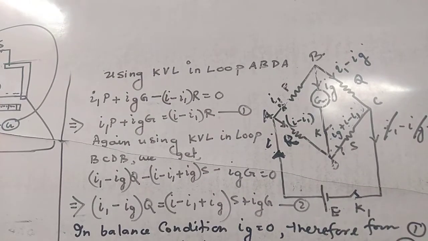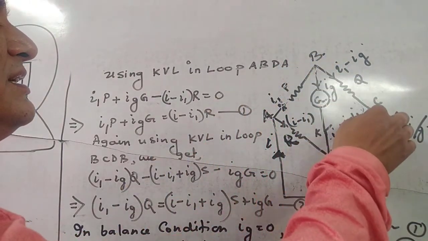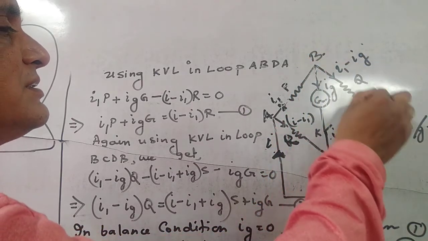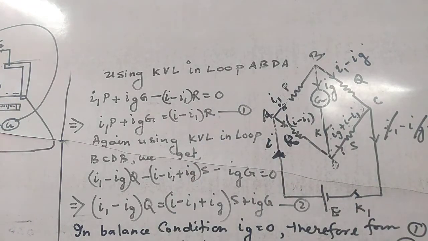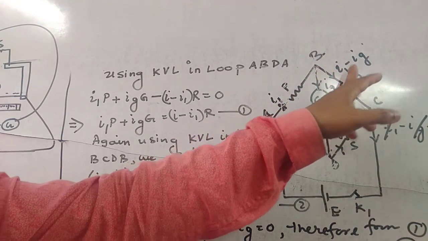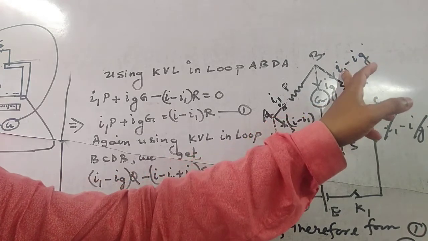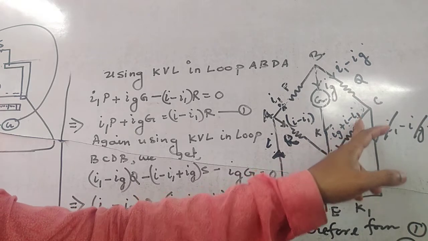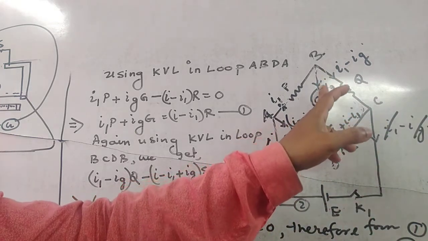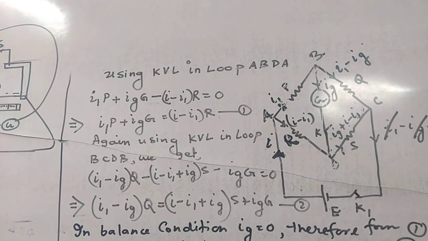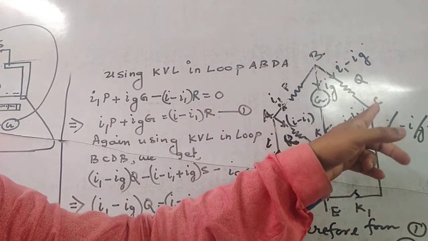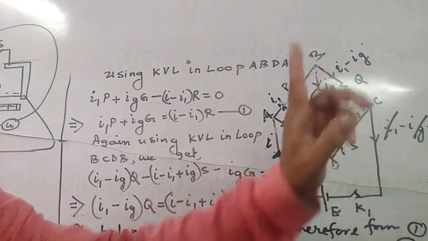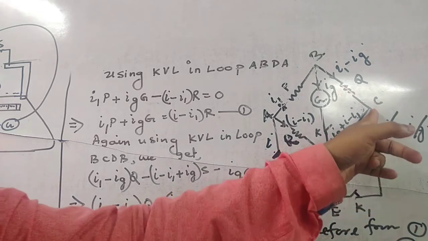Now you go through the second one. This is your B, C, D, B. Which principle are we using? KVL in B, C, D, B. In this case, we can write: what is the potential here? (I1 minus IG) into Q. What is the potential here? (IG plus I minus I1) into S. What is the potential here? IG into G. But one thing you should remember. This is positive, but this is against this one. Because we have said BC, it is along the direction of BC, so it is positive. But we have said CD, but it is opposite, so it will be negative.